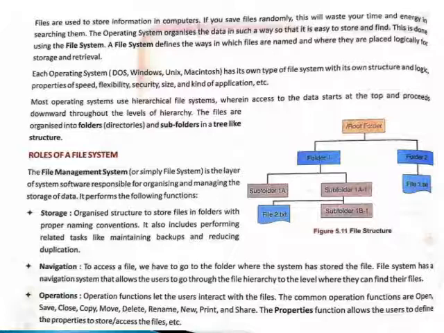Operations. Operation function let the user interact with the files. The common operation functions are open, save, close, copy, move, delete, rename, new print and share. The properties function allows the user to define the properties to store and access the file, etc.